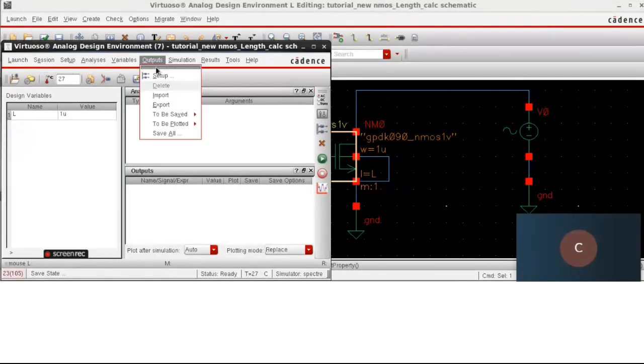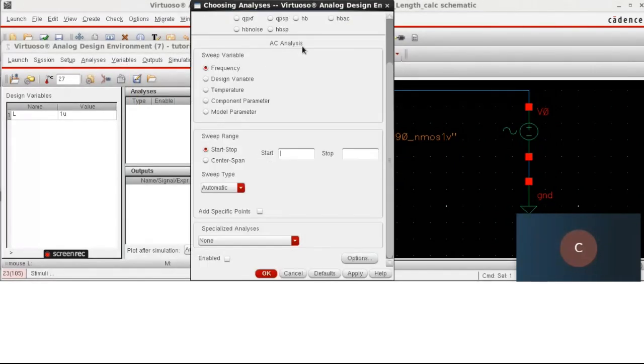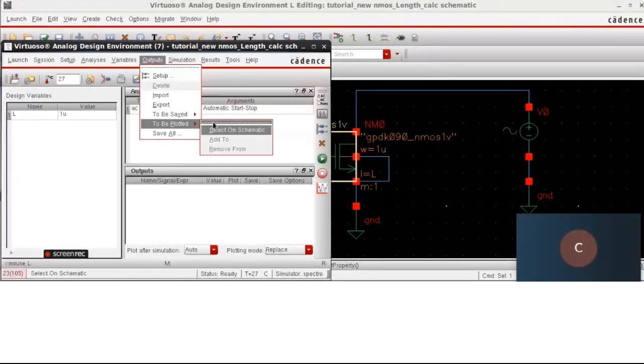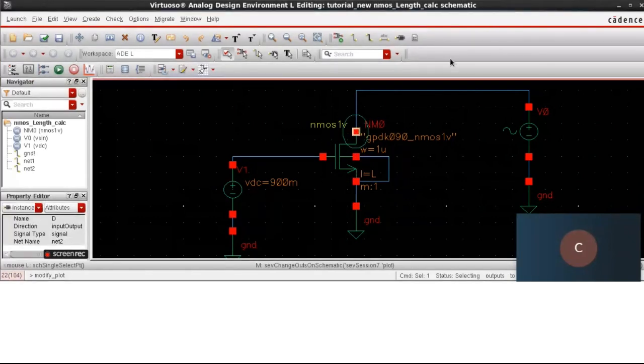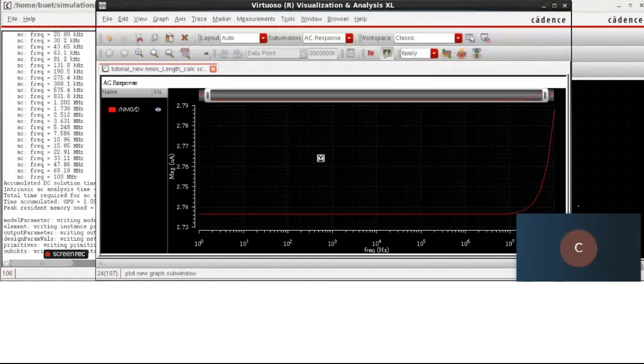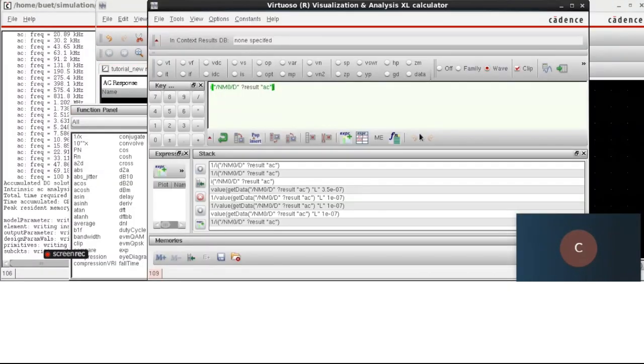Now for this 1 by 1 ratio, let us do the analysis. Vary it from 1 to 100 megahertz. And then let us plot the current. This will be my drain current. Press escape, then go to the window over here. Run it. So this is the ID versus VDS graph in terms of frequency.